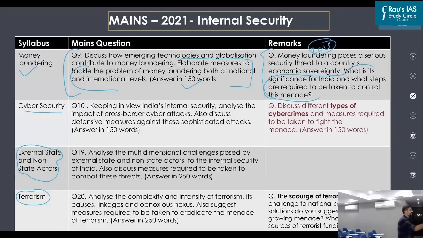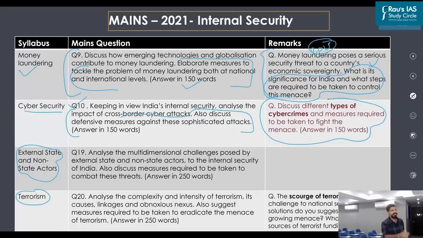Then look at this question related to cybersecurity. It reads: keeping in view India's internal security, analyze the impact of cross-border cyber attacks. Also discuss the defensive measures against these sophisticated attacks. Look at this question that was asked in 2019: discuss different types of cyber crimes. It was asked in 2020: discuss the different types of cyber crimes and measures required to be taken to fight the menace. So again, preparedness of India against cyber security attacks becomes an important theme. If you have prepared it properly, you could have answered this particular aspect.